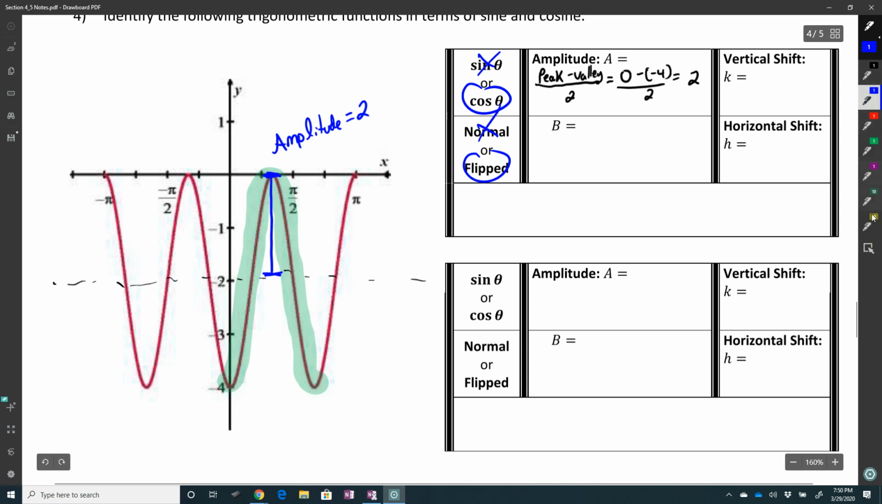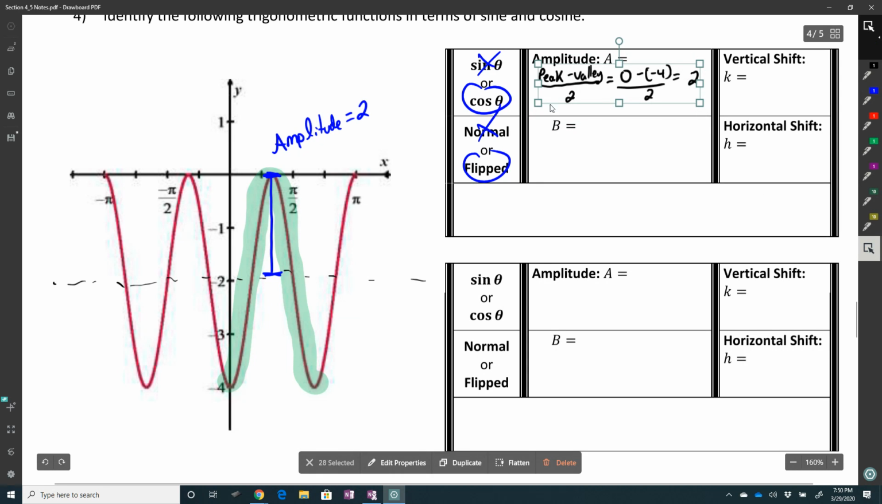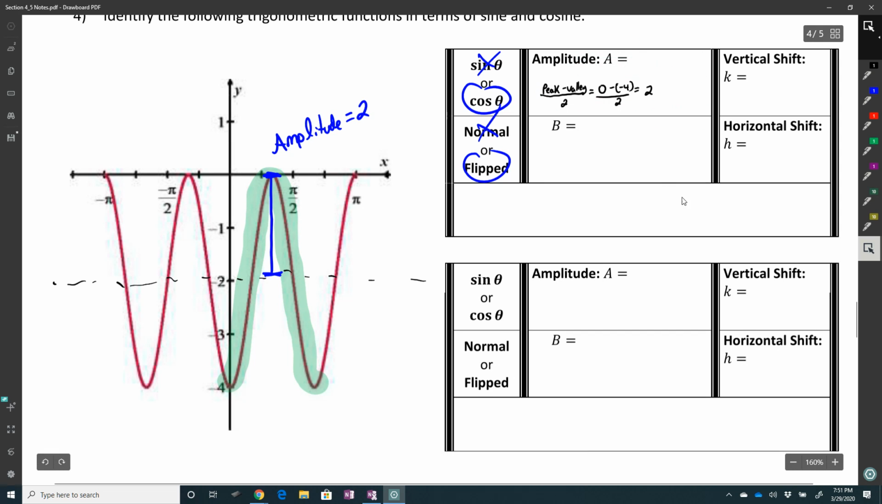Let me make that smaller because that's taking up that entire box. My bad. Let me try that one more time. All right, so my amplitude is 2.